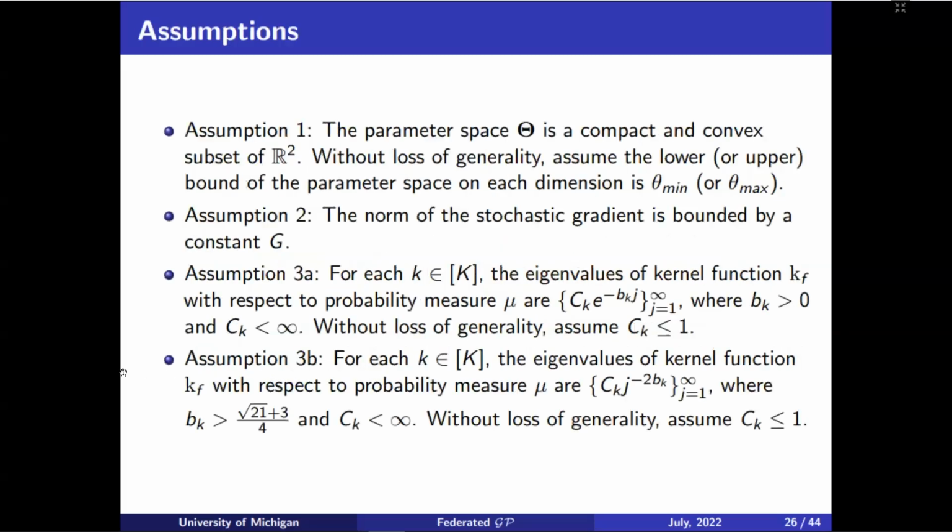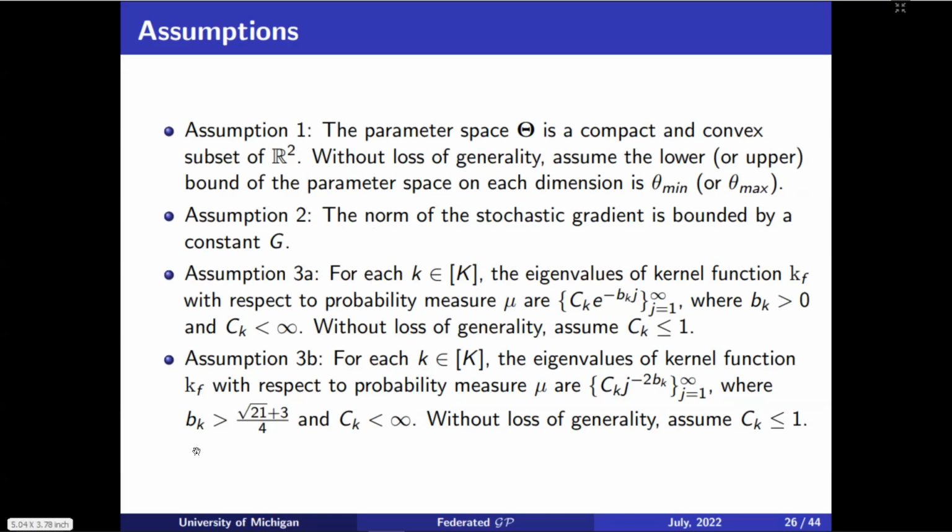We also have some assumptions on the Gaussian process. First, we assume the parameter space is a compact and convex subset of R squared. Without loss of generality, we assume the lower bound is theta min and the upper bound is theta max. And second, we assume the norm of the stochastic gradient is bounded by a constant G. We do not make other further assumptions such as Lipschitz continuity or bounded variance.